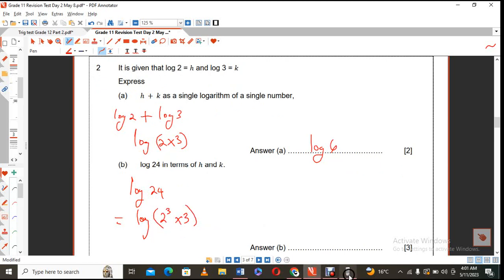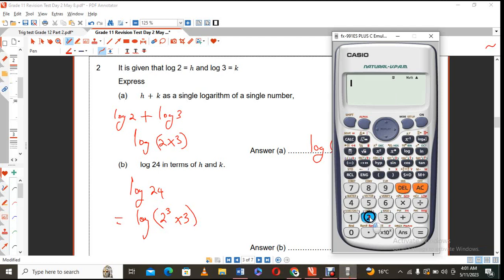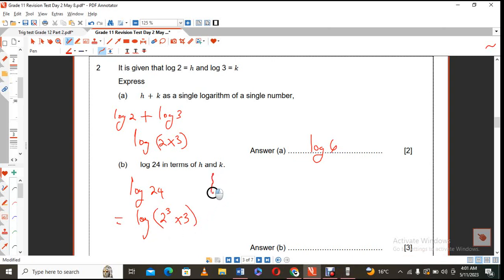Okay, you use your calculator, you say 24, you say equal to, you press shift and the factorization button, and you have that in prime factor form. Anyway, now when we write them separately, it is log 2 cubed plus, because you're multiplying, log 3. This power law gives 3 log 2 plus log 3.